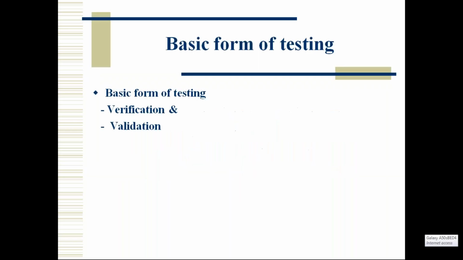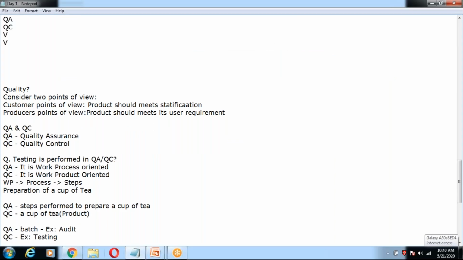Understand the V&V model. This is a very important thing. The basic forms of testing activities are called verification and validation. Now understand: when we talk about software testing, how could you define it? Software testing equals verification and validation. This is the technical definition.